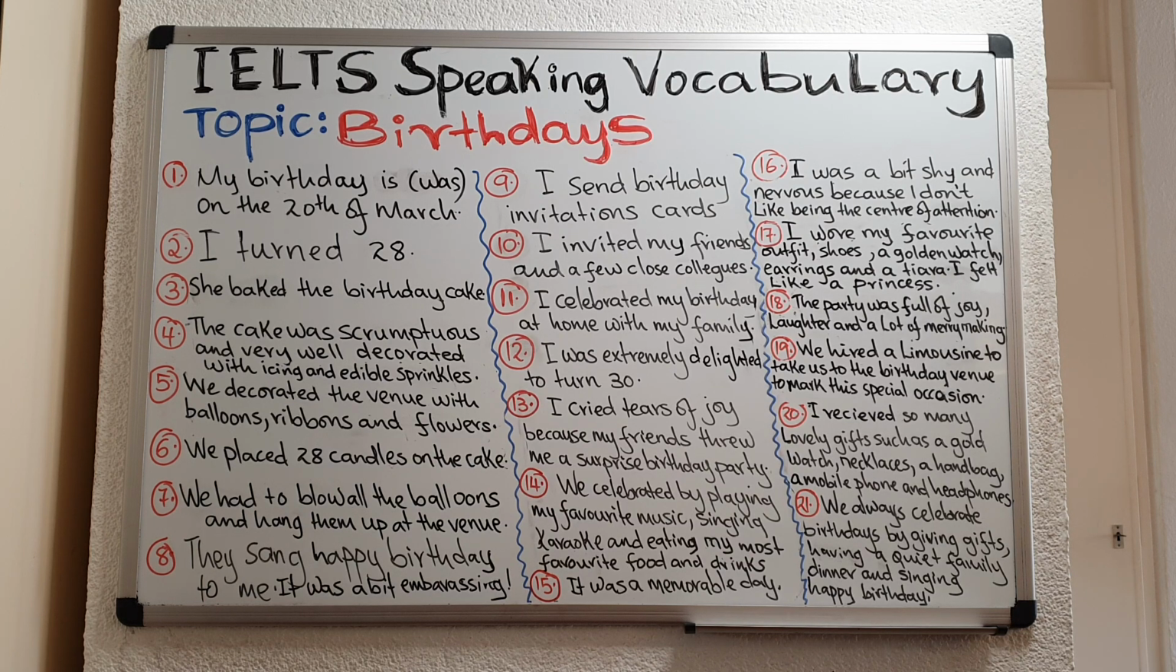So there you go. That is the vocabulary that you could use during your IELTS speaking test if you get questions on the topic of birthdays. So what I'm going to do now, I'm going to read out the words for you from number 1 to 21 so that you know how to pronounce them. Let's begin. Number 1. My birthday is on the 20th of March.